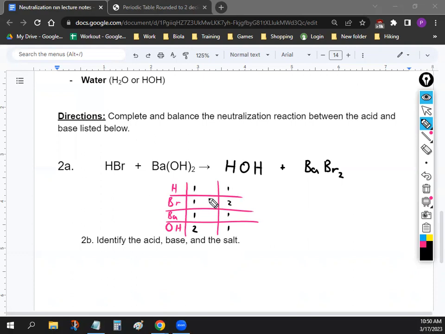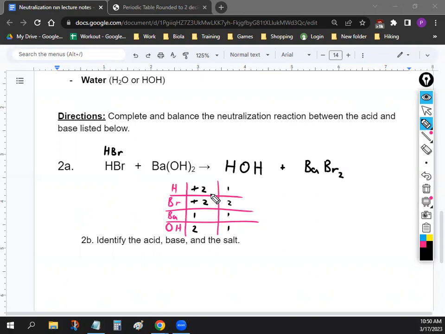All right, so let's take a look at Br because that's the one that's not balanced. Which side needs more Brs, the left side or the right side? Yeah, the left side. So we have to add the whole chemical that Br is a part of. So HBr, that's going to change our numbers for H to 2 and Br to 2. Okay. Everybody good so far? Okay.